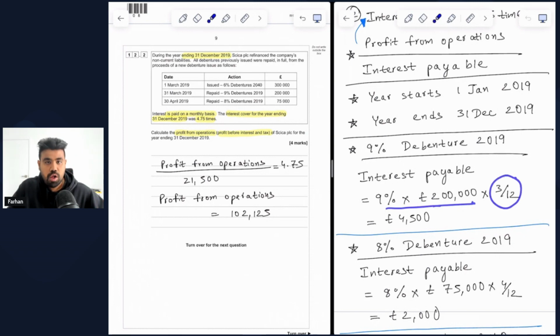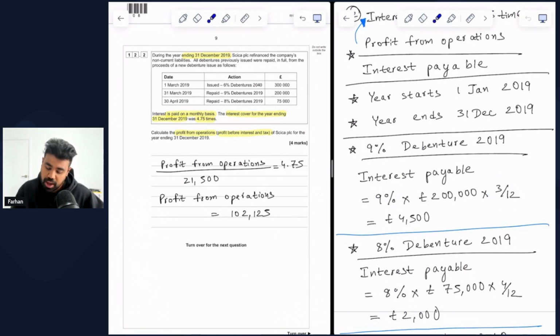Now 3 over 12 simply means that this debenture was used for 3 months, which are January, February, and March 2019, before it was repaid. So 3 out of 12 means it has been used for 3 months out of the whole year. And also the 9% that we normally have in the code, which is 9% debentures, is an annualized rate. So when you do 3 by 12, this automatically adjusts the calculations for 3 months.